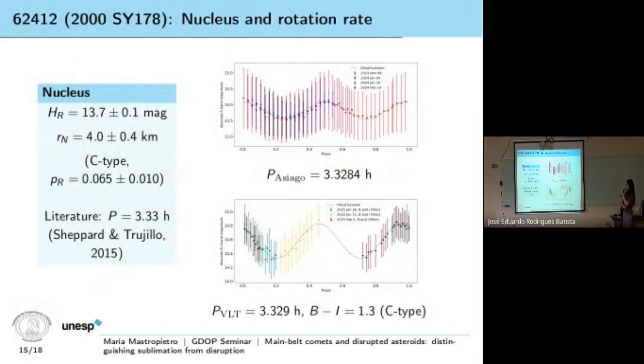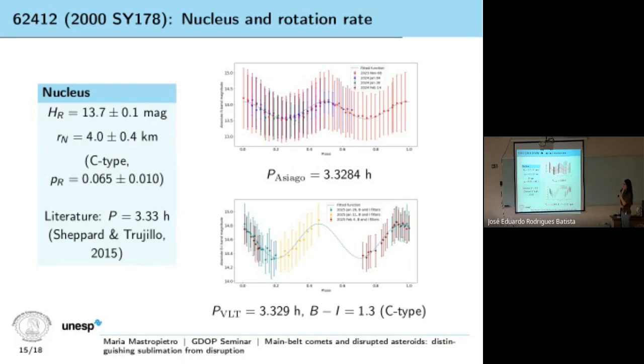For 62412, since in 2024 and 2025, sorry, it was inactive, I did the same analysis. I obtained an absolute magnitude of 13.7 and a nucleus radius of 4 kilometers. It is much larger than the other two main belt comets. It is indeed the second largest active asteroid known after Shelia. And all this assuming a C-type object and an albedo from the literature.